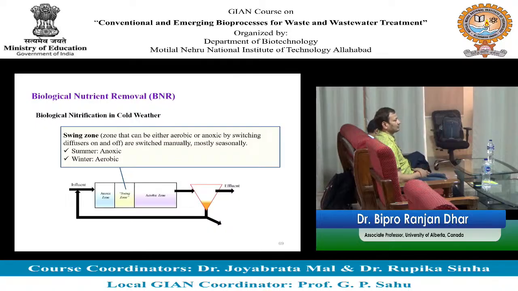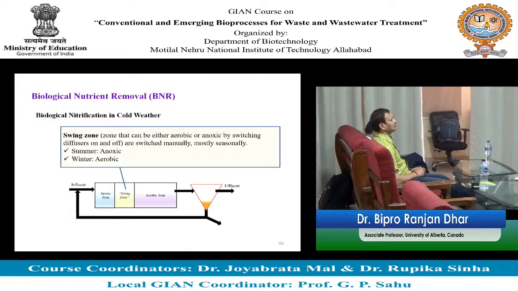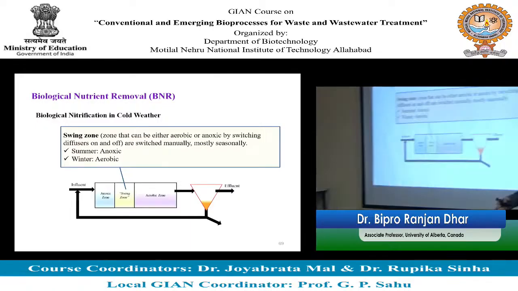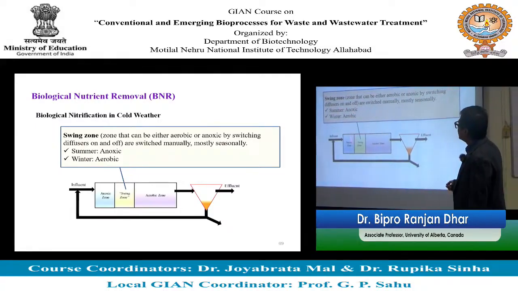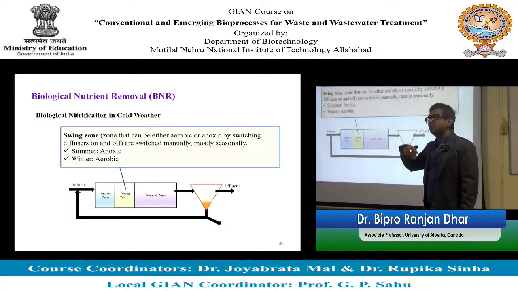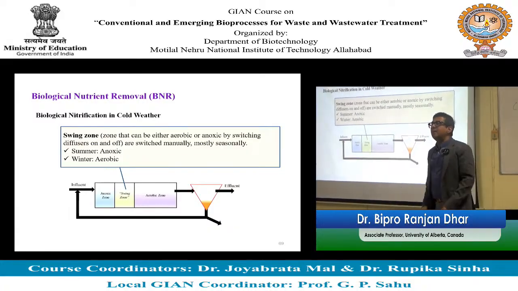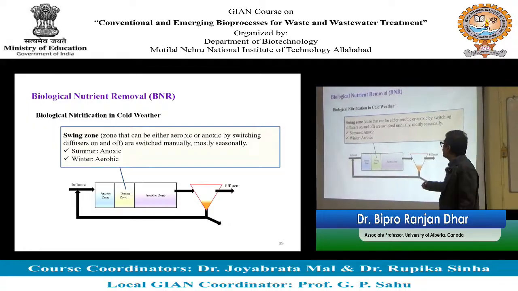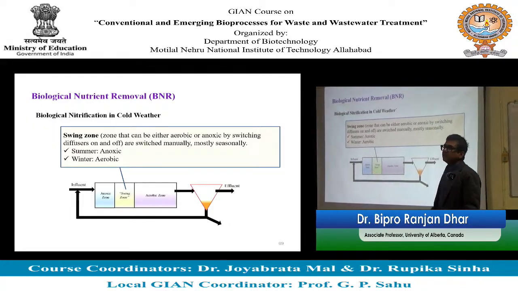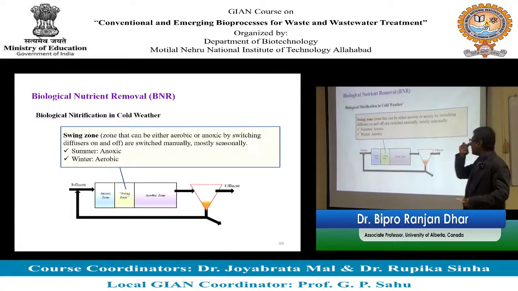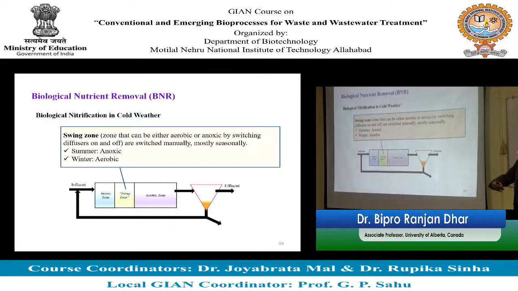Again, in cold weather, sometimes they apply a swing zone. In summer, they stop the aeration because nitrification is good enough, so they don't need a bigger tank. But in winter, when nitrification is slow, they run aeration in there. That means the tank is bigger, with more residence time, right? So it is one way of dealing with temperature.